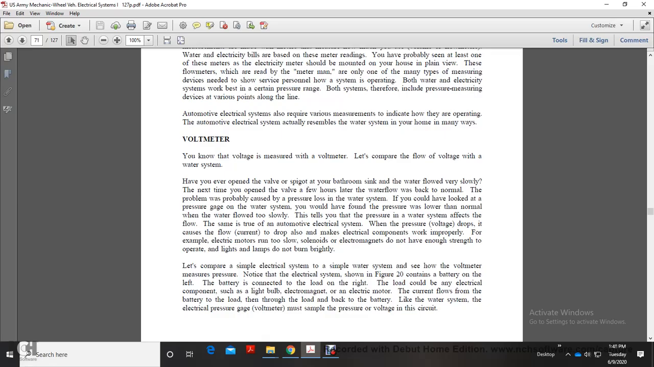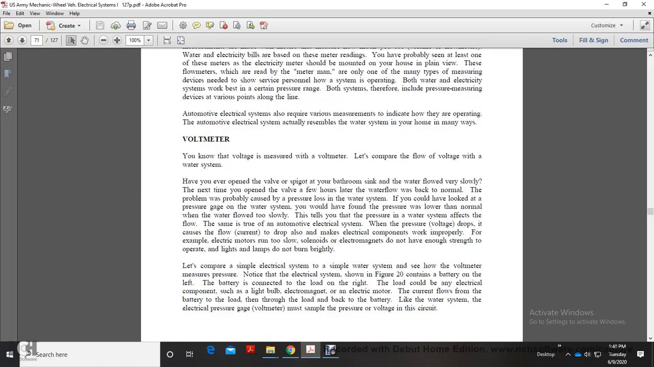If you could have looked at the pressure gauge on the water system, you would have found that the pressure was lower than normal when the water flowed too slowly. So this tells you that the pressure of the water system affects the flow. This is also true of the automotive electrical system. When the voltage pressure drops, it causes the current flow to drop also. It keeps both electrical current and water from working properly.